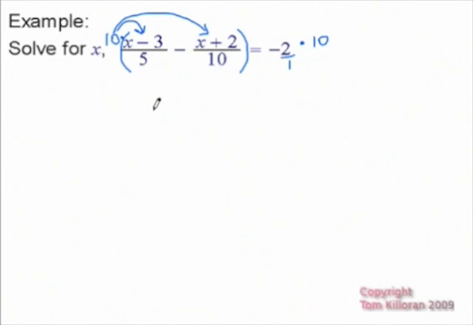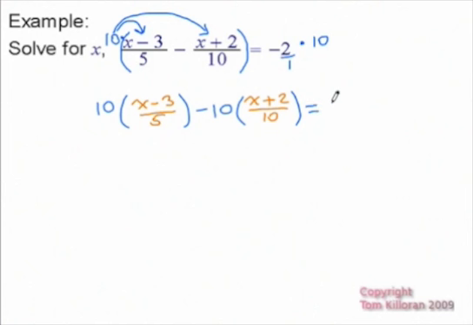So let me write this out in a little bit longhand notation. This is going to be 10 times, and in this case, x minus 3, keeps connecting, 3 over 5, minus another 10 times that second one, which is x plus 2 over 10. And this is going to equal, I might as well put it in front, 10 times that negative 2.